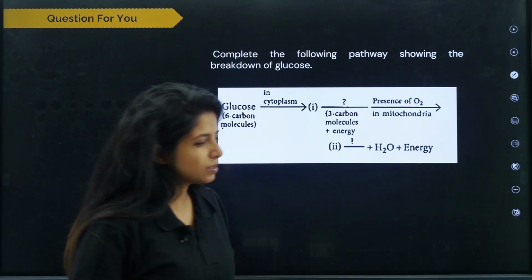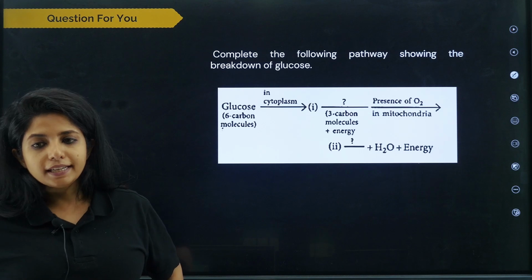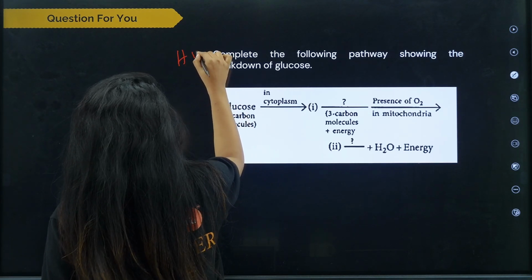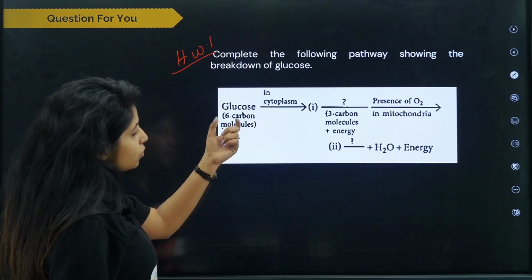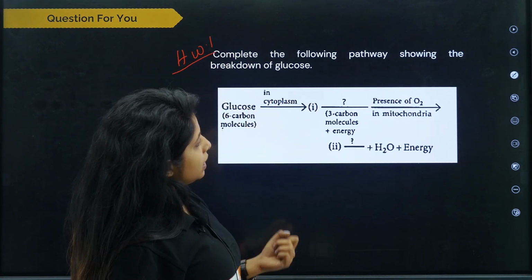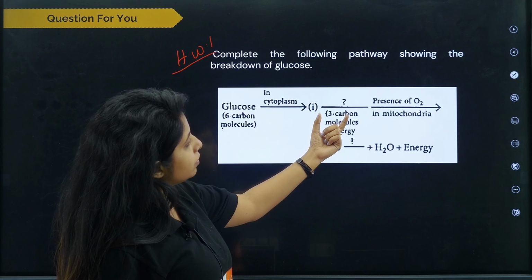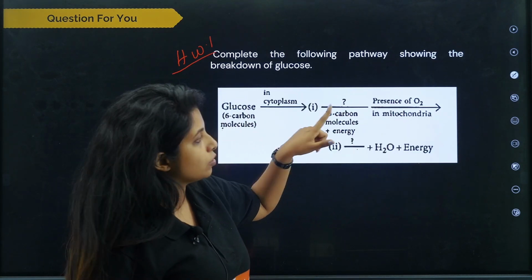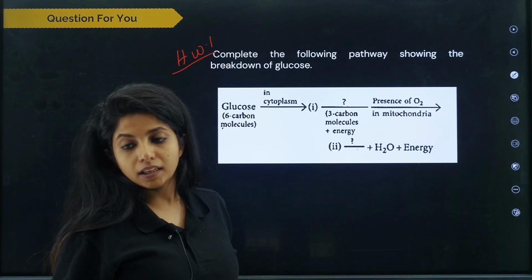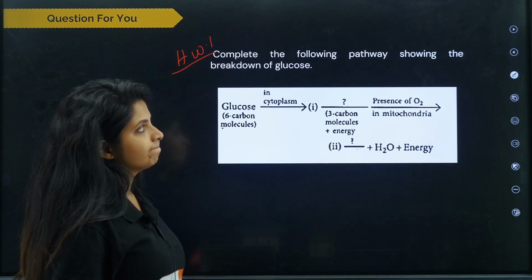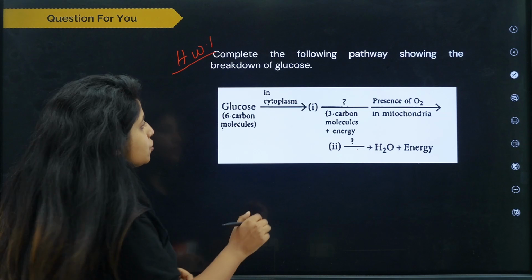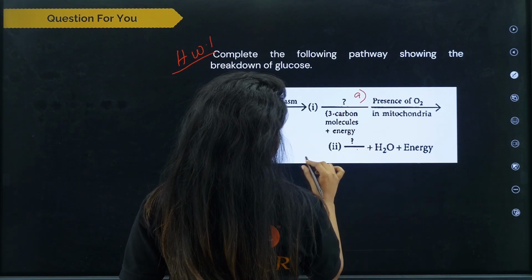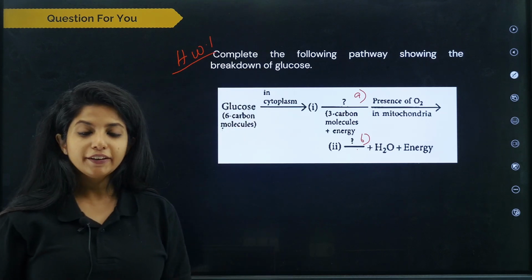Now there's a small cute homework for you. Please complete the following pathway showing breakdown of glucose. You can write it down. Question number 1. Glucose in the cytoplasm converts to what, and what is being formed over here? Converts into what, and then what happens in the next process? In the next step, what is being produced? Tell me. You can put A over here and answer, and you can put B over here and answer.